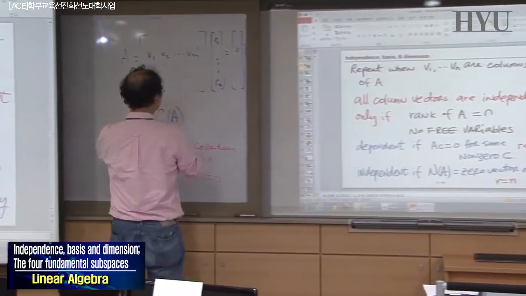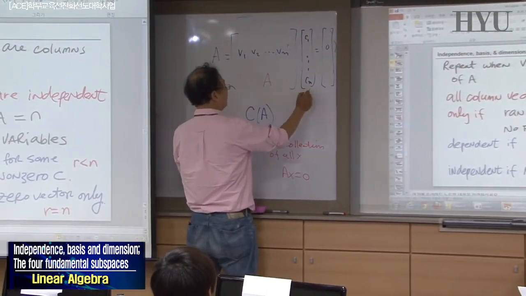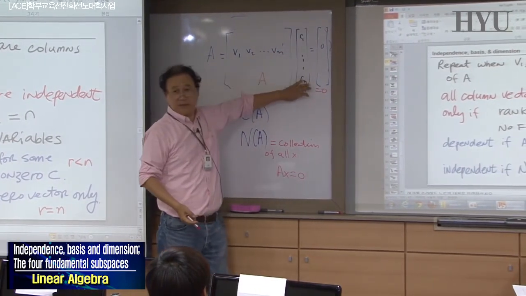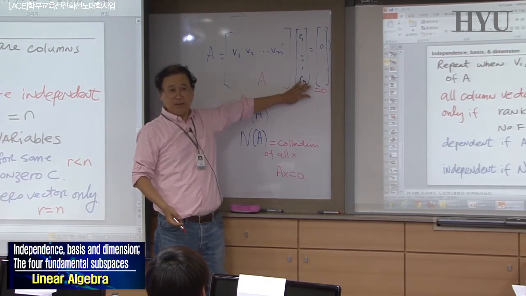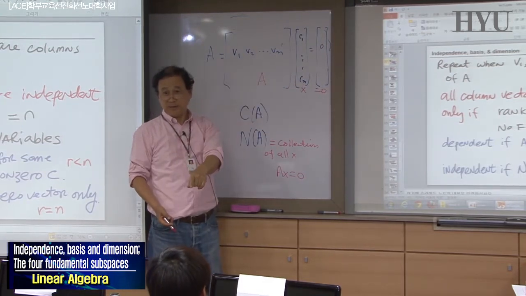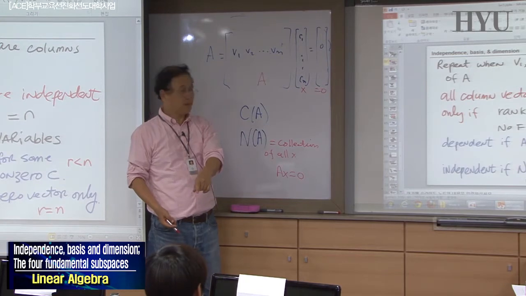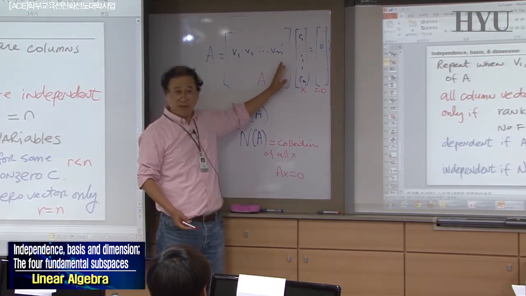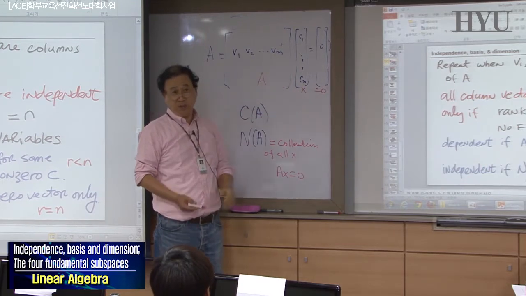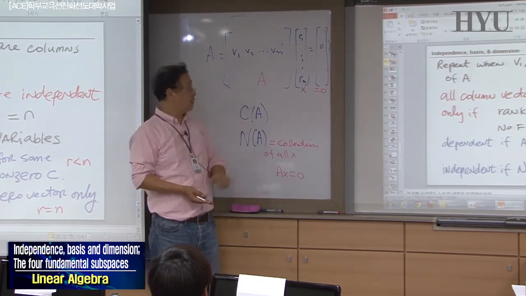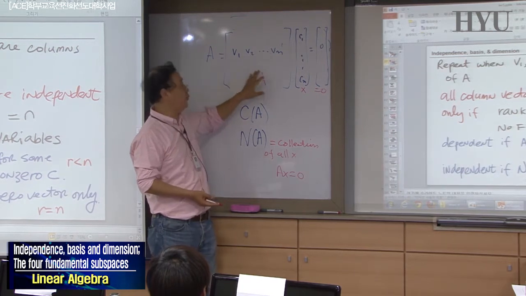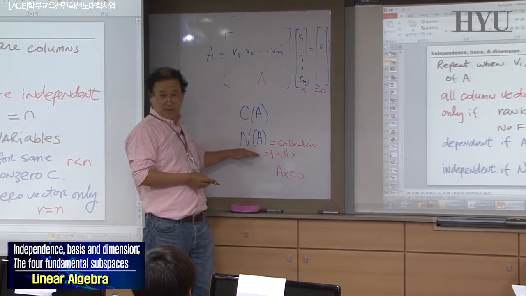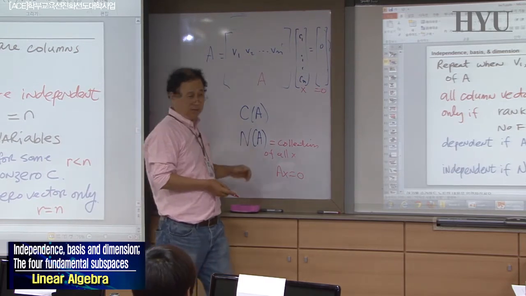Then I say this is A, and this is Ax equals 0. What are the possible values for x? This is the null space, right? That's the definition, right? If these vectors are independent, the only vector in the null space is the 0 vector. If these are dependent, then we have some non-zero vectors in the null space. Okay? That's the concept.